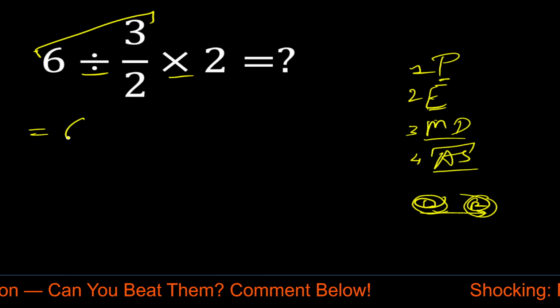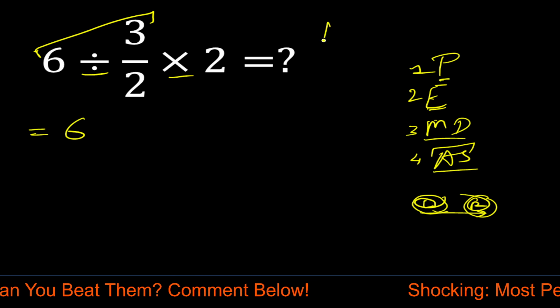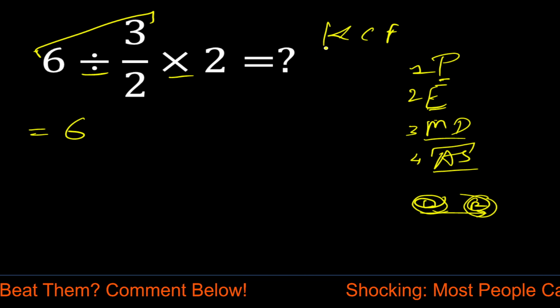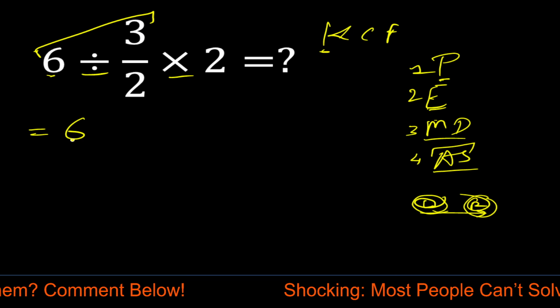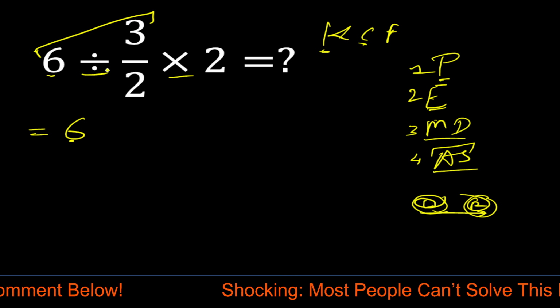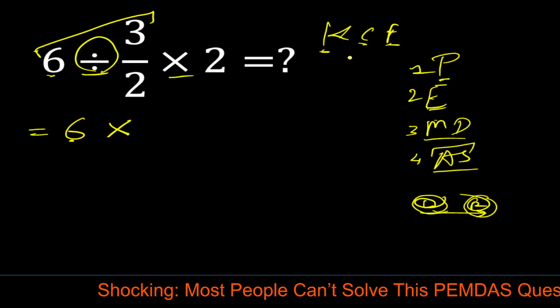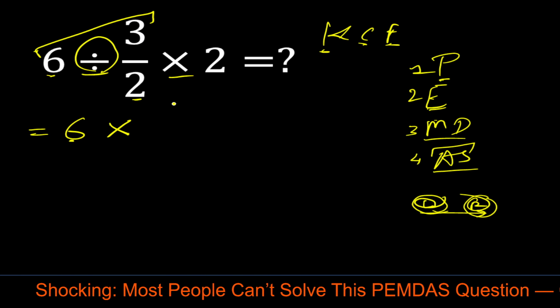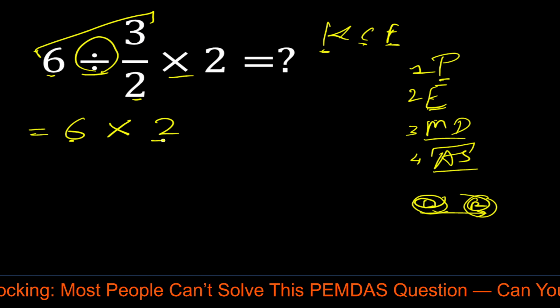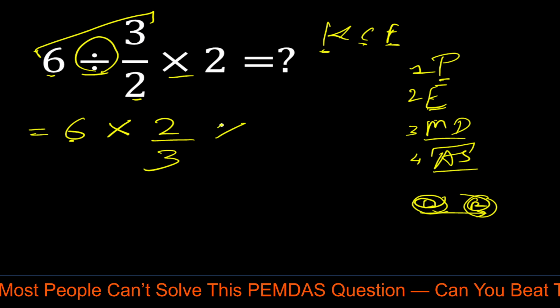So now 6. Now according to the KCF rule, K means keep this first 6 as it is, and C means change this sign from division to multiplication, then F means flip this fraction: 3 upon 2 is equal to 2 upon 3, times 2, right?